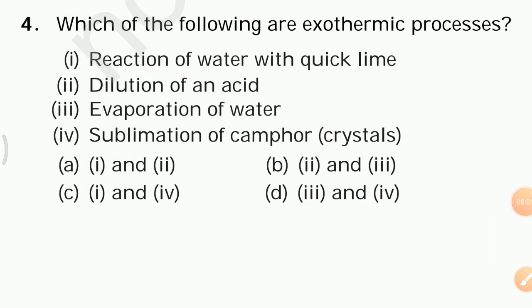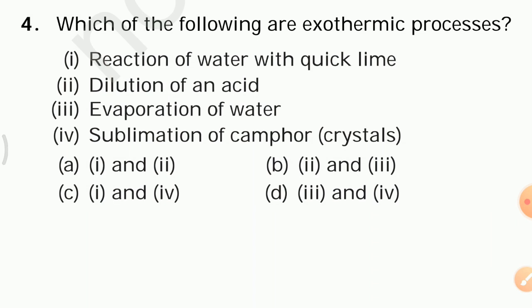Question number 4 is, which of the following are exothermic processes? Here 4 processes are given in steps 1, 2, 3, 4, and we have to find out which out of these 4 are the exothermic processes. So first of all, we should know what the exothermic processes are.